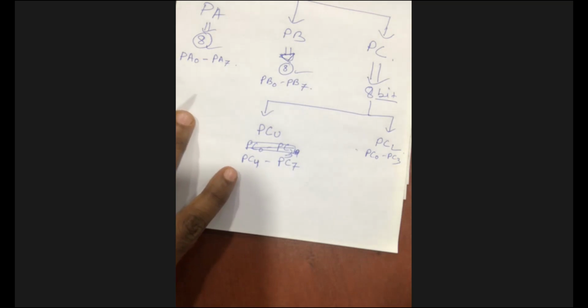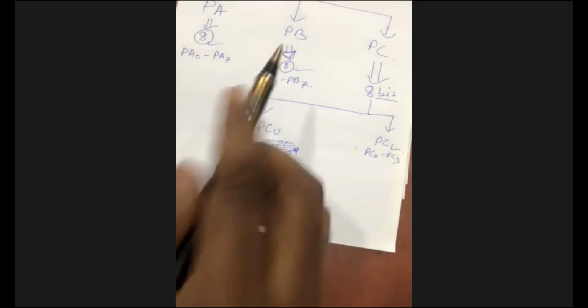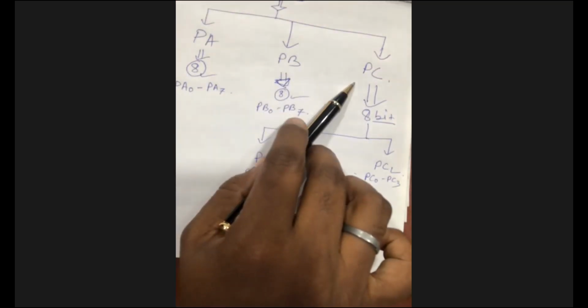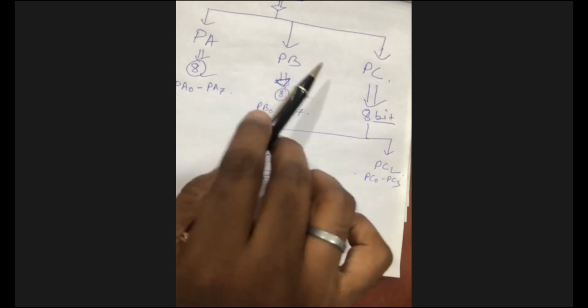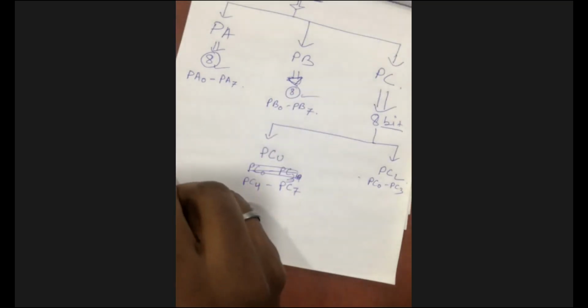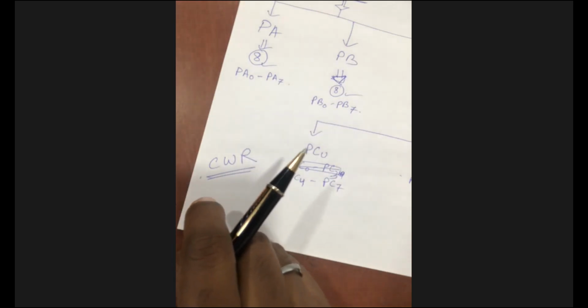There is another thing, that is the brain. In the 8255 there is a brain. In that particular brain you can write anything: what are the functions of port A, what are the functions of port B, and what are the functions of port C, you can write. So that's why there is another register. It's called CWR, just like the brain of a human being. CWR, full form control word register.